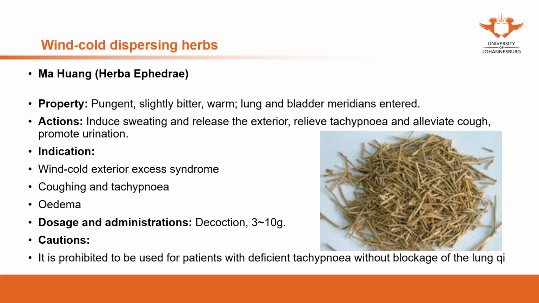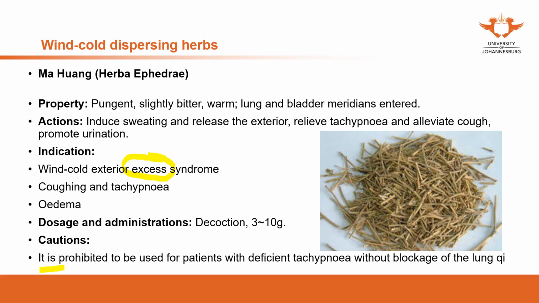The actions of Mahuang: induce sweating, release the exterior, relieve dyspnea, alleviate cough, promote urination. Indications: exterior excess syndrome, coughing, dyspnea, edema. Dosage: 3 to 10 grams used in decoction.